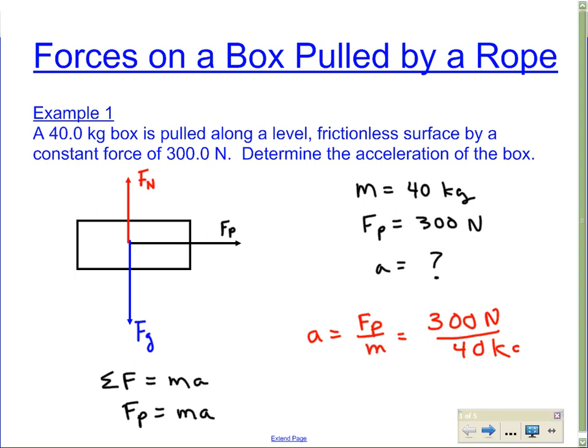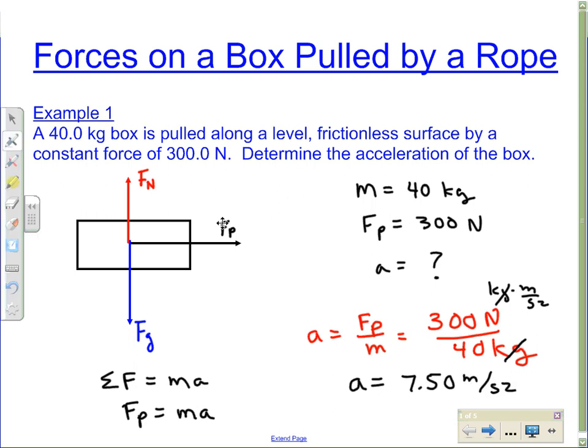Remember, 40 kilograms. A newton is a kilogram meter per second squared, and that's why our kilograms cancel to leave an acceleration of 7.50 meters per second squared. And that is our first example's acceleration.